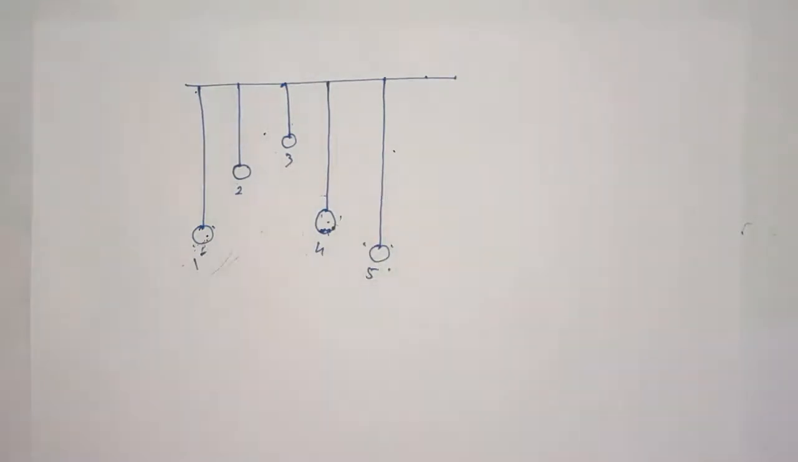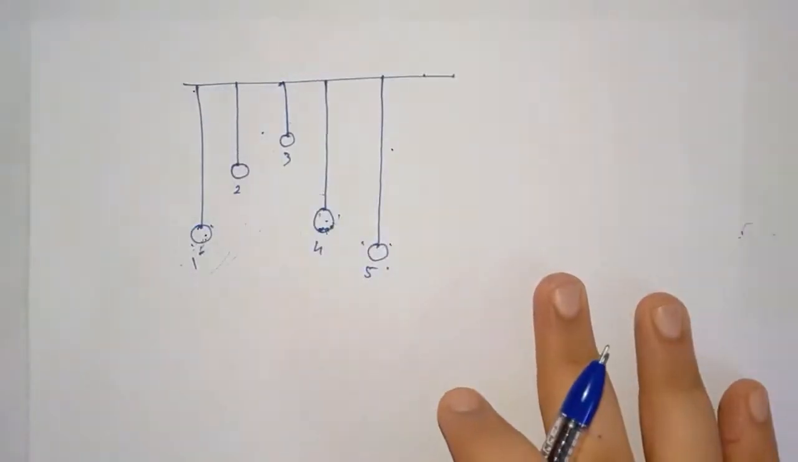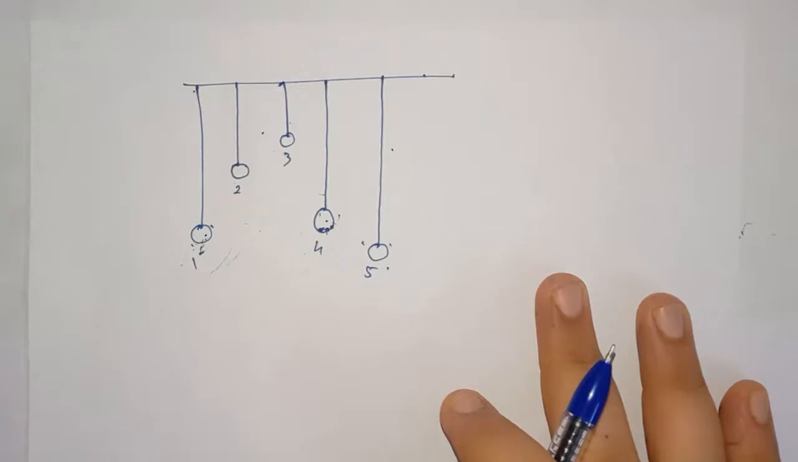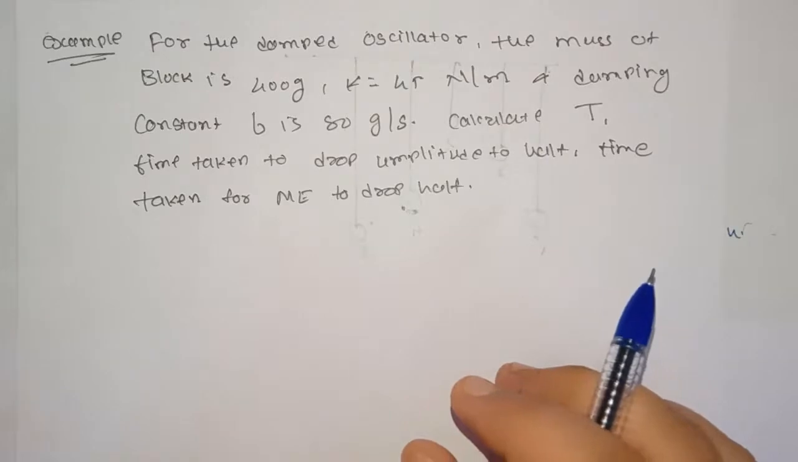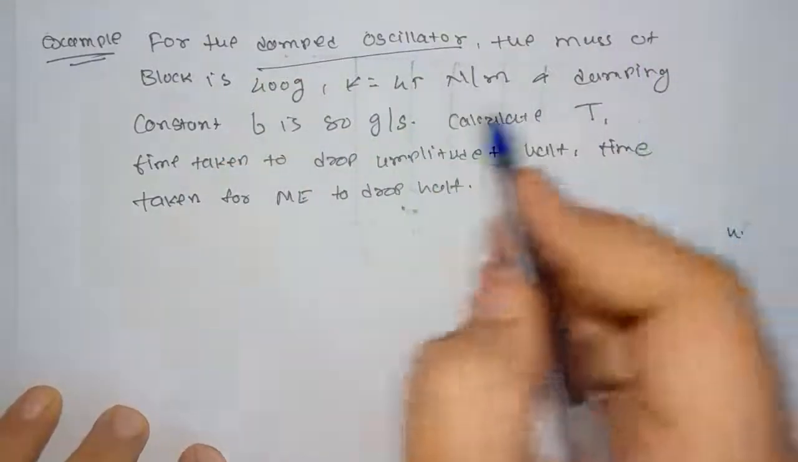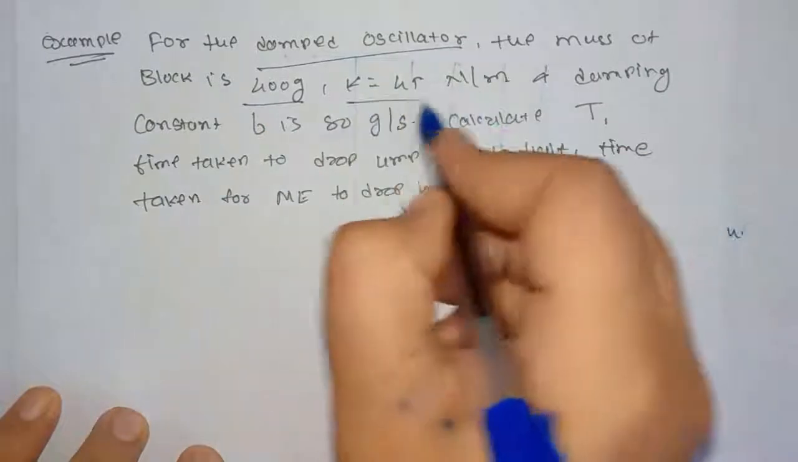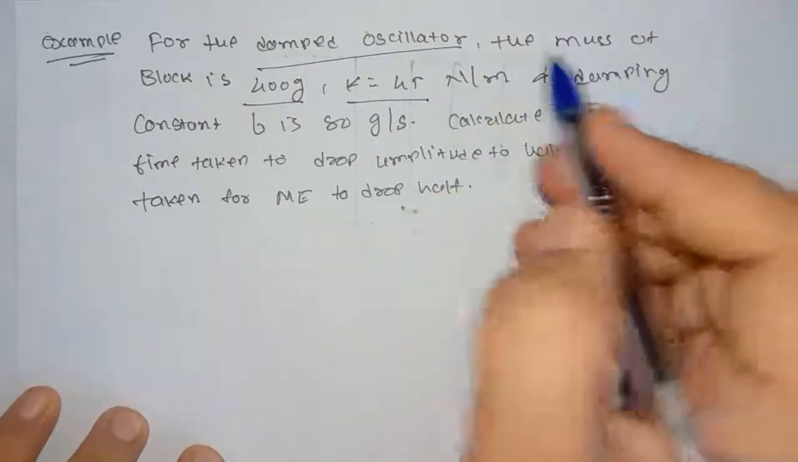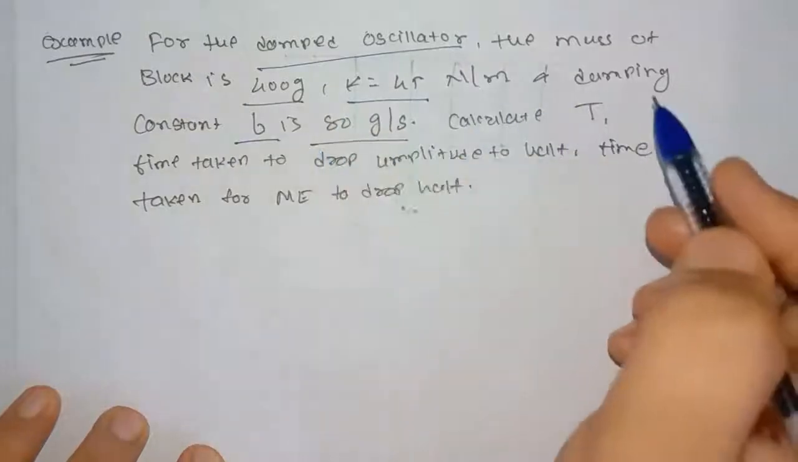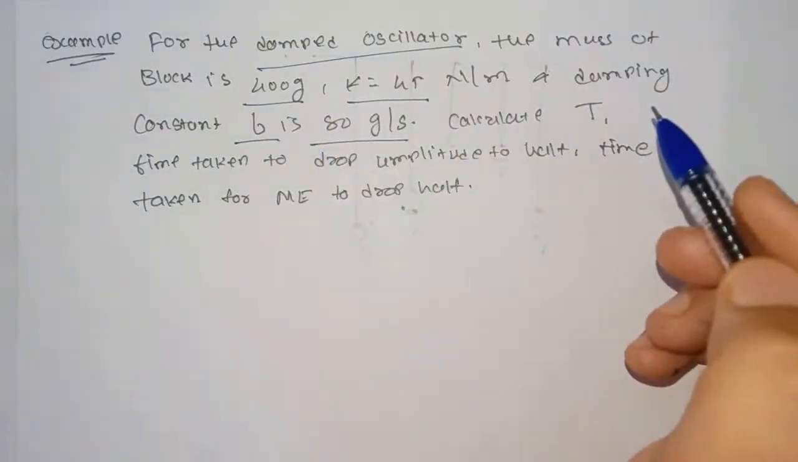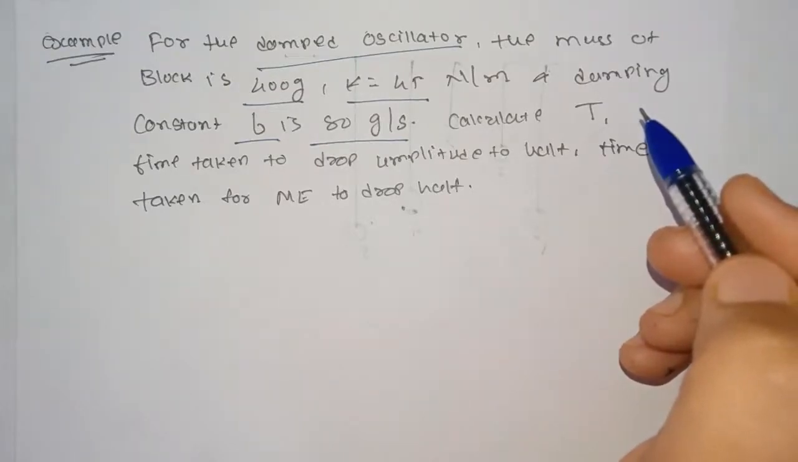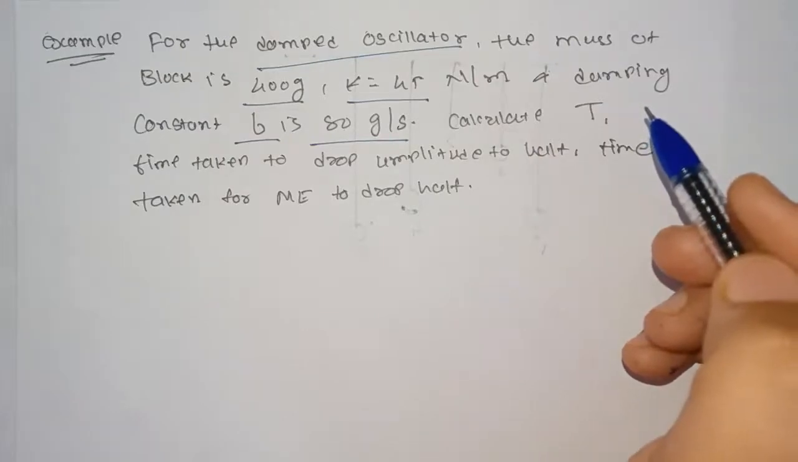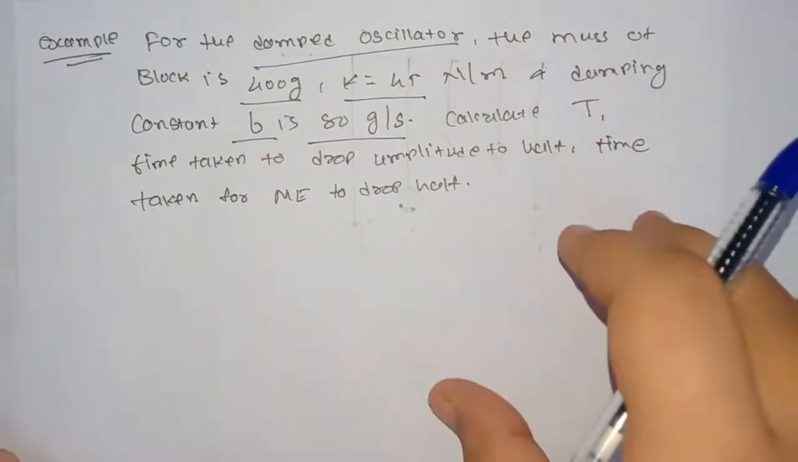Let us see some examples based on energy and the oscillations, damped oscillation and forced oscillations. In this example, for the damped oscillator, the mass of block is 400 gram, spring constant is 45 Newton per meter, and the damping constant b is 80 gram per second. We want to find the time period for this oscillation, time taken for amplitude to drop to half of its initial value, and the time taken for mechanical energy to drop to half of its initial value.